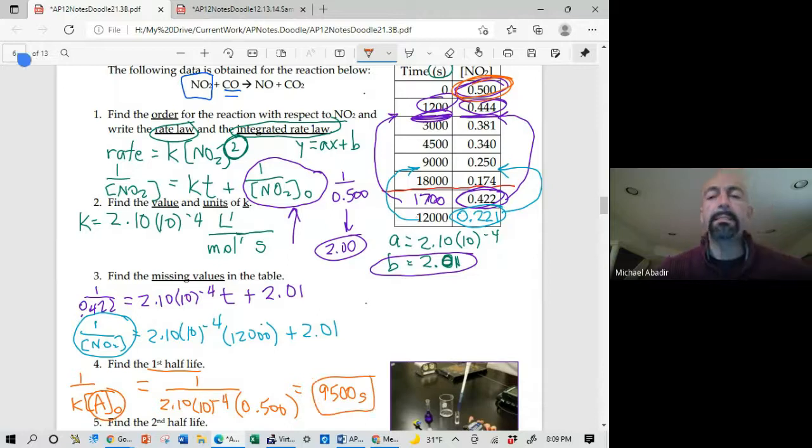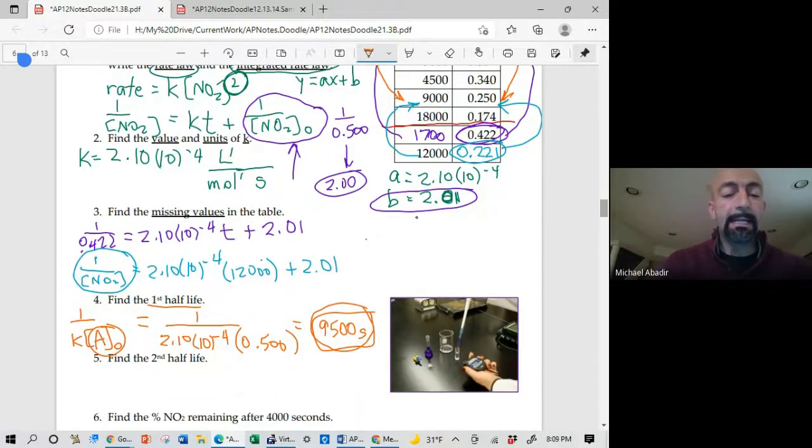Let's see if that makes sense. Remember, half-life is how long it takes to cut in half. So we do have the exact data of cutting in half from 0.5 to 0.250. And look at the time here, 9,000. It's in the ballpark. Okay, this is with 2 sig figs. So the sig figs are not great in this problem, but it makes sense. Okay, that's the first half-life. How long does it take to cut in half the first time? Now we're going to get the second half-life.